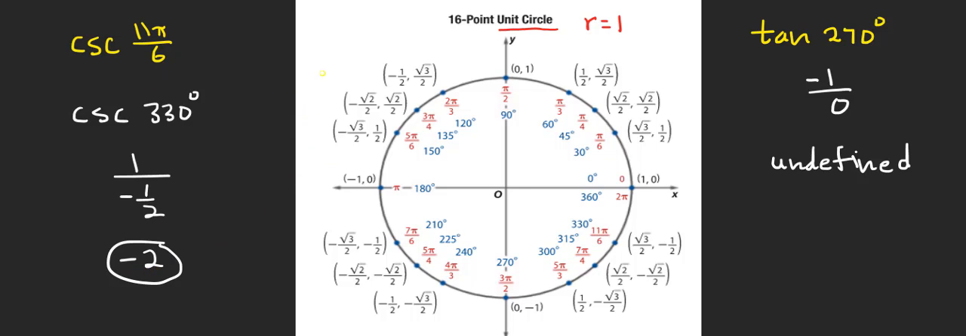So using a 16-point unit circle, you could easily evaluate trig functions. However, you need to know how to get these 16 points on your own using the 30, 60, 90 degree triangle, the 45, 45, 90 degree triangle, and quadrantal angles.